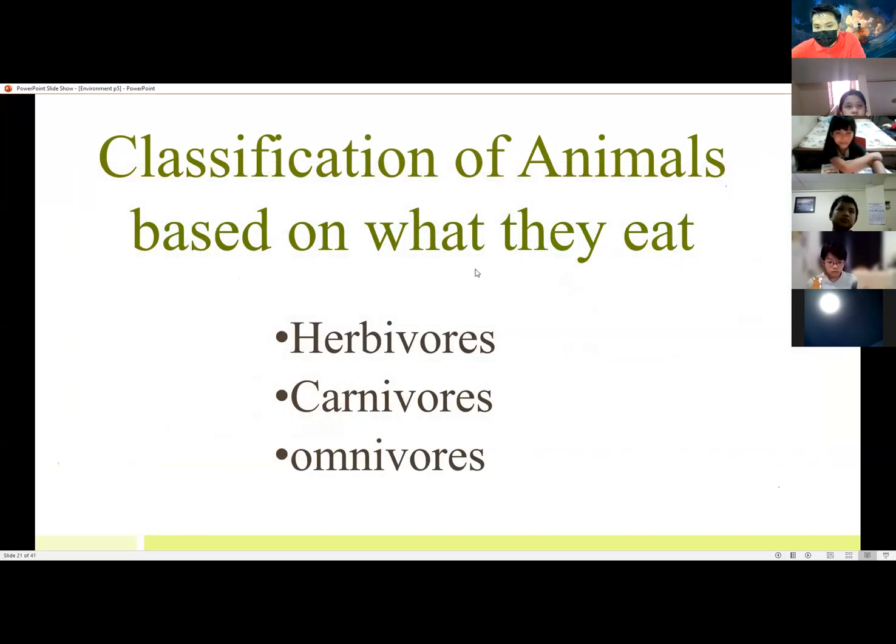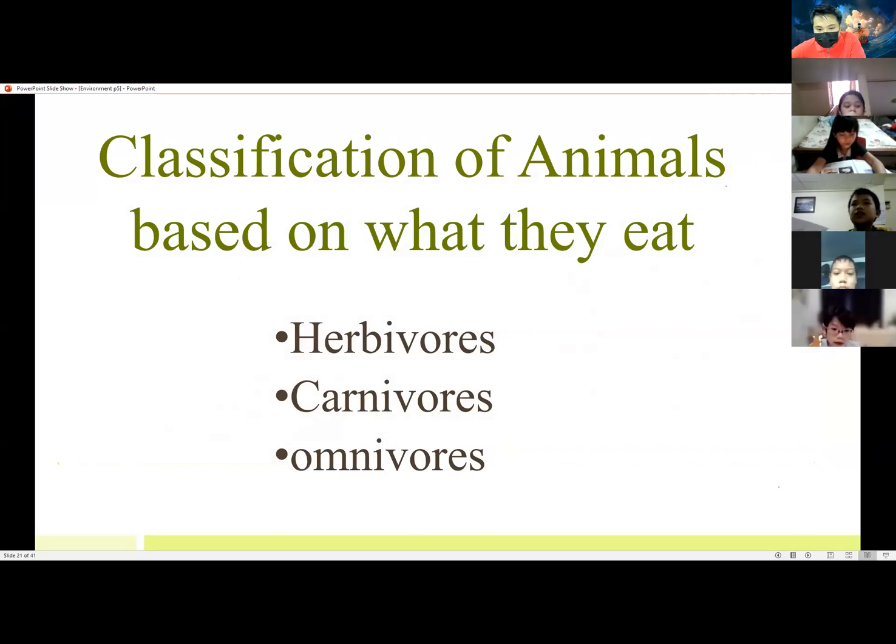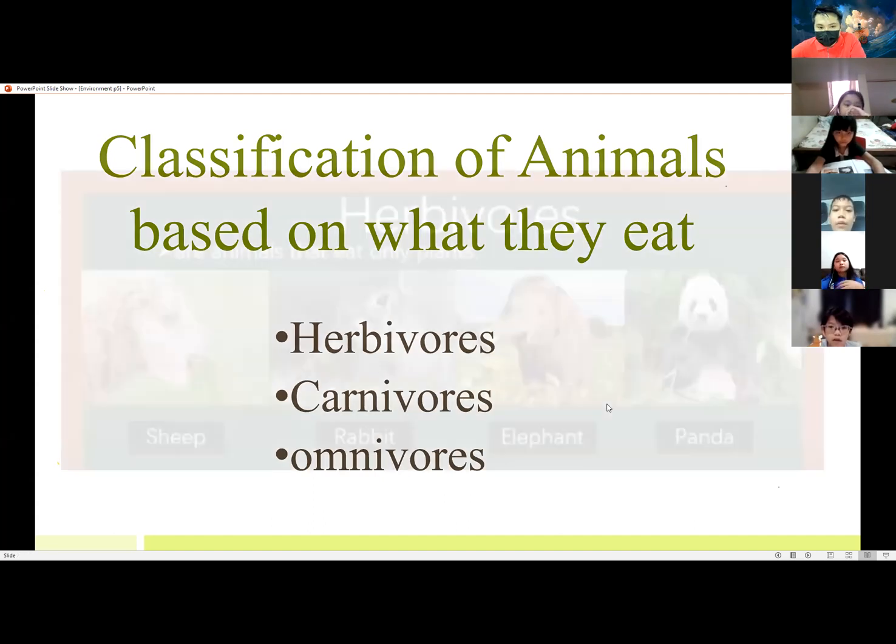Classification of animals based on what they eat. It has 3 classifications. What are those? Herbivores, carnivores, omnivores. What is herbivores? Eat plants only. Carnivores, eat meat only. Omnivores, eat both plants and meat.